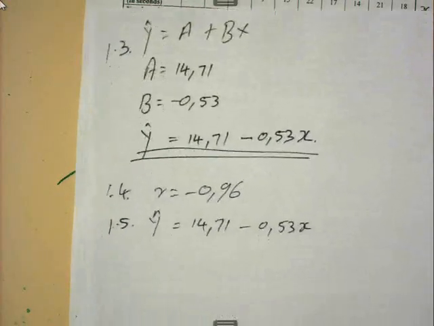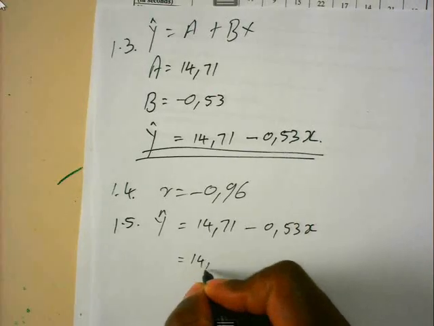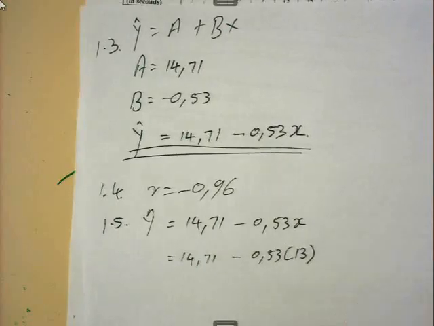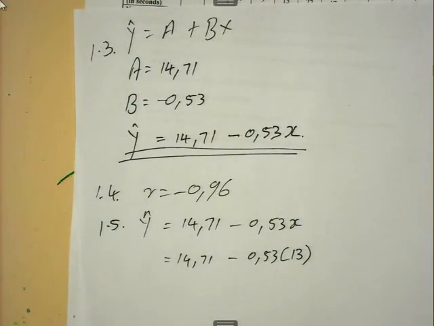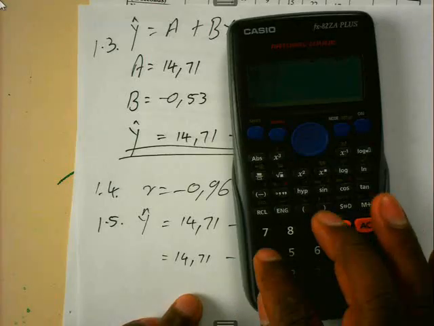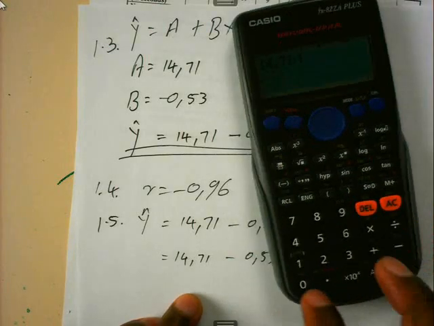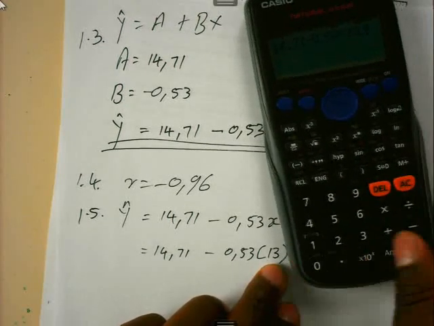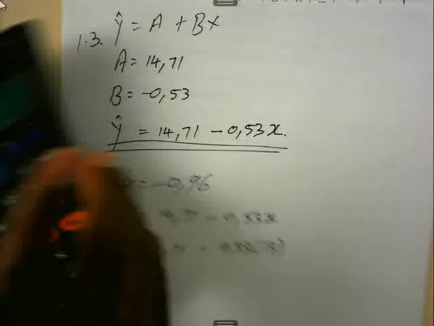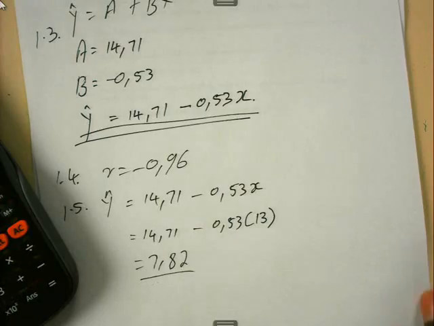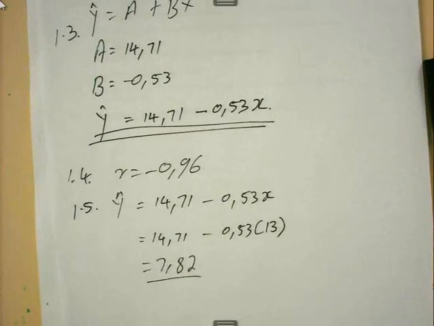What do we do? Come to the equation, 14.71 minus 0.53x. We substitute x by 13, and then we can work out the answer. Let's check. Then the answer will be 14.71 minus 0.53 multiplied by 13. Let's check the answer then. The answer will then be 7.82. 7.82 if we work it out.